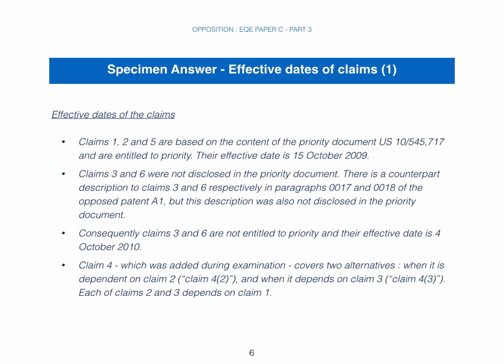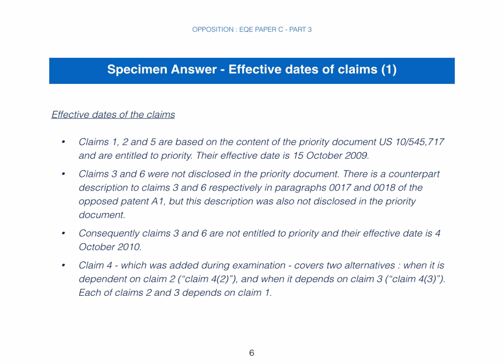So it begins. Claims 1, 2, and 5 are based on the content of the priority document US 10 545717 and are entitled to priority. Their effective date is 15 October 2009. Claims 3 and 6 were not disclosed in the priority document. There is a counterpart description to claims 3 and 6, respectively, in paragraphs 17 and 18 of the opposed patent A1, but this description was also not disclosed in the priority document. Consequently, claims 3 and 6 are not entitled to priority, and their effective date is 4 October 2010.